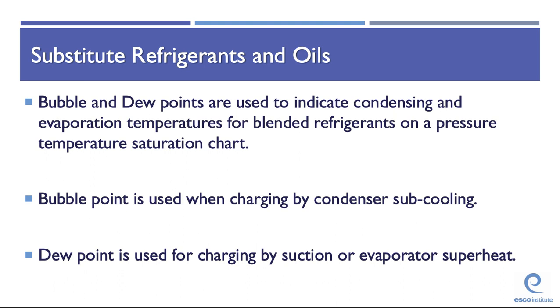The bubble and dew points are used to indicate the condensing and evaporation temperature for blended refrigerants on a pressure temperature saturation chart. Bubble point is used when charging by condenser subcooling, and dew point is used when charging by suction or evaporator superheat. This relationship to pressures and temperatures is based on the refrigerant's temperature glide. Temperature glide can range from a few tenths of a degree to 12 degrees or more.